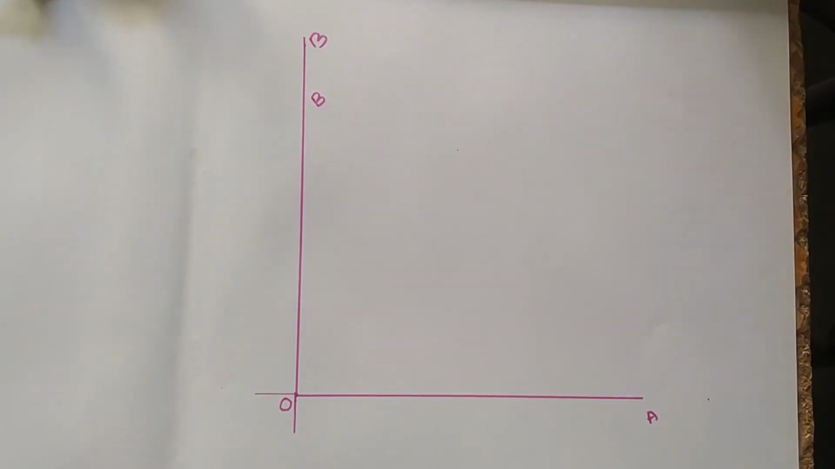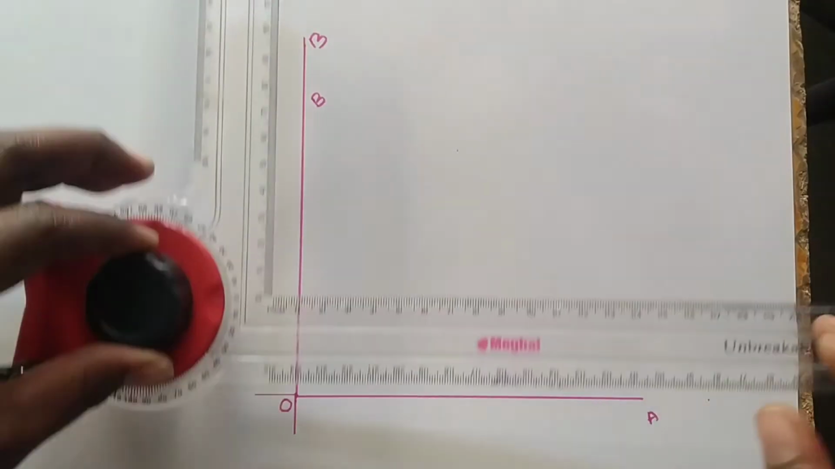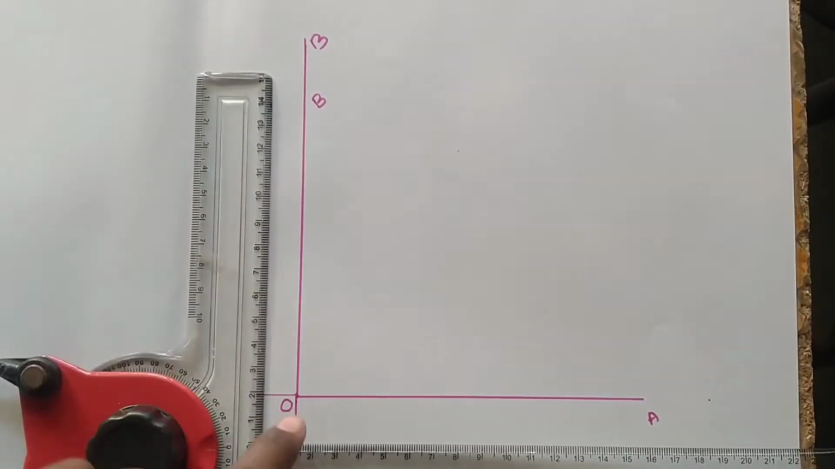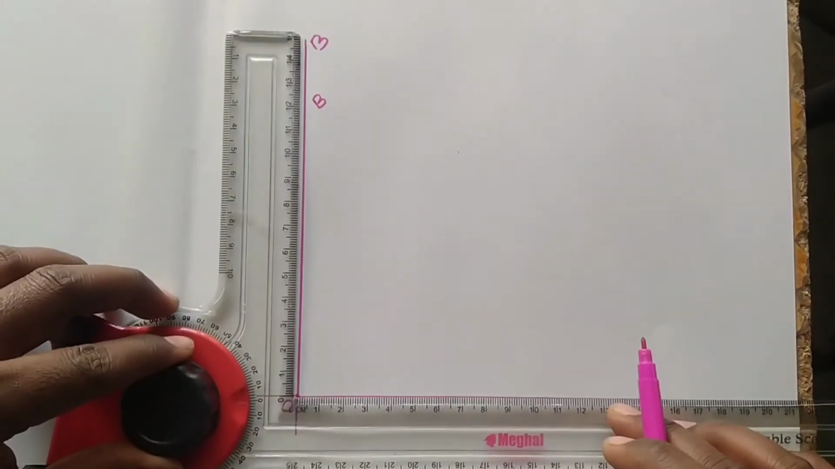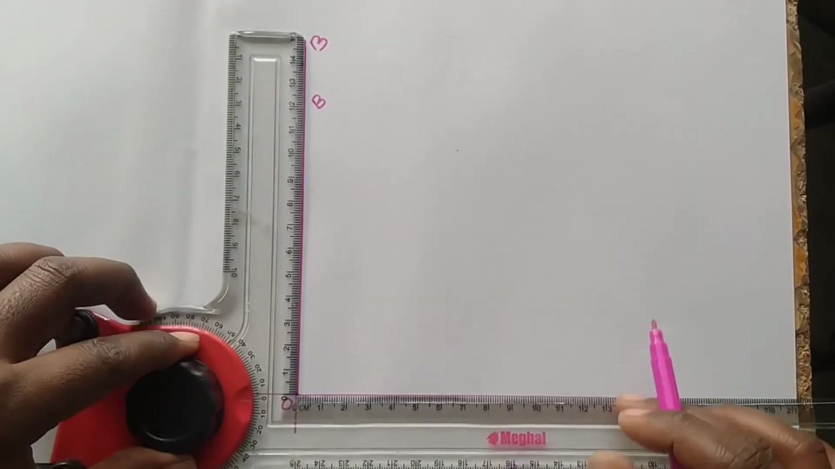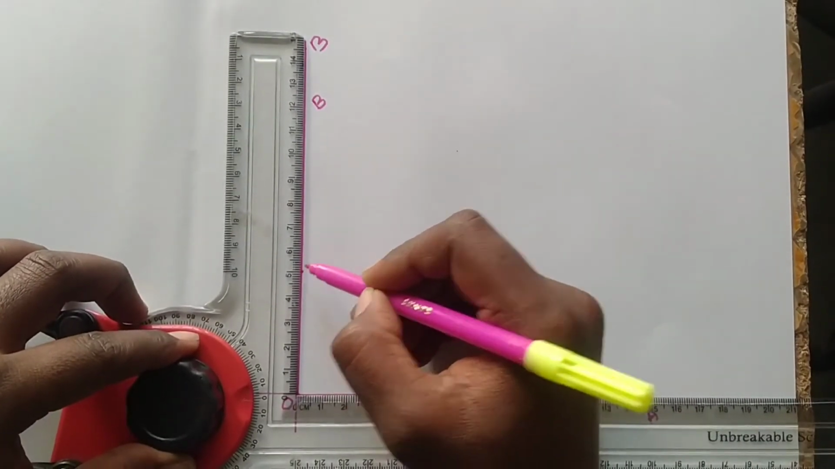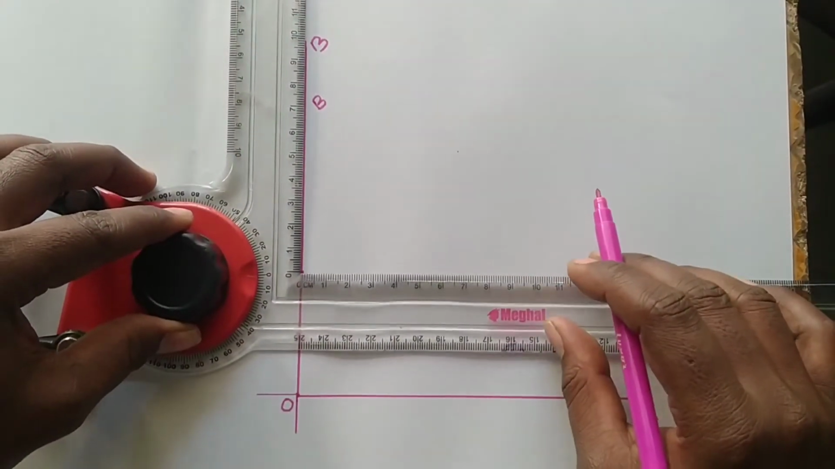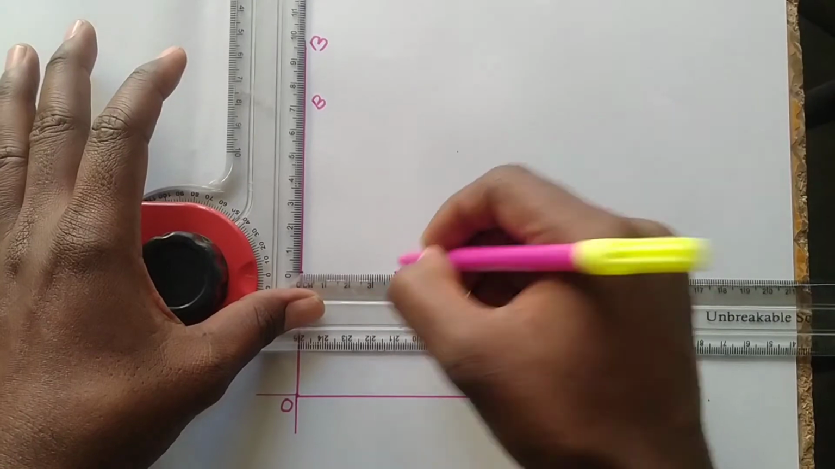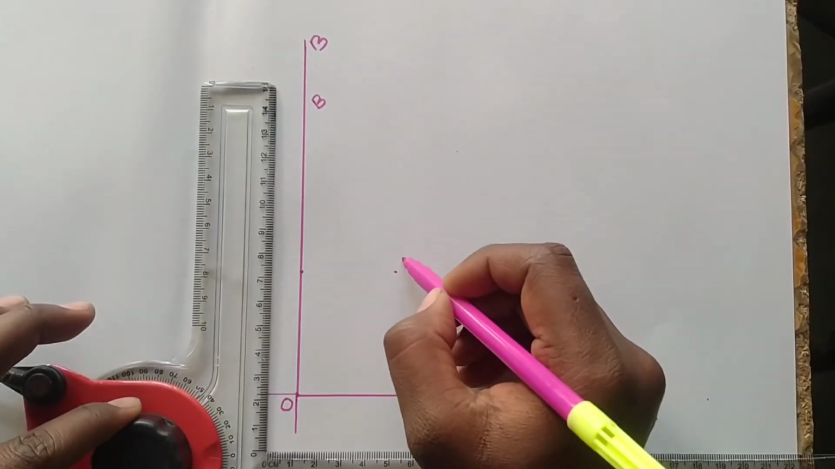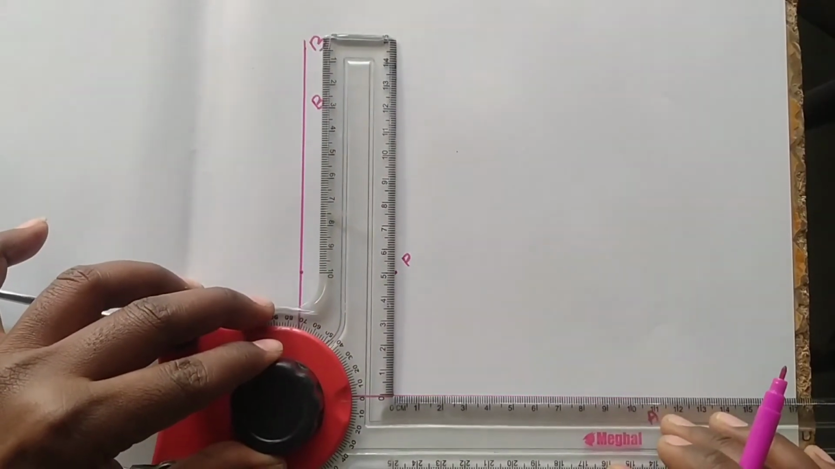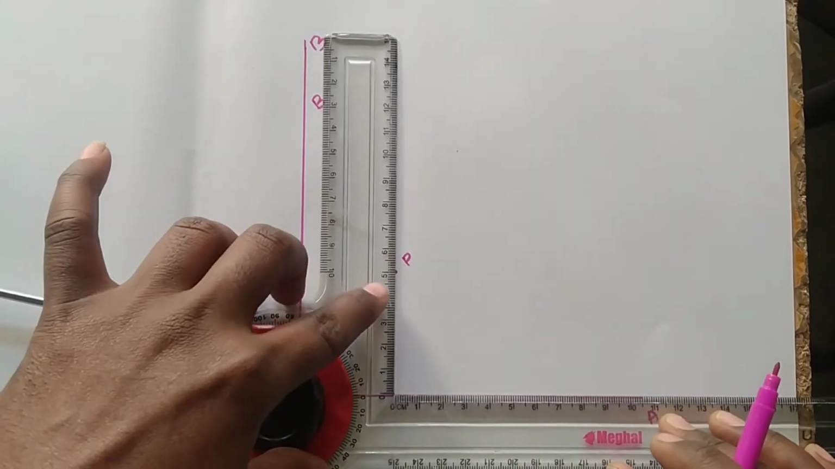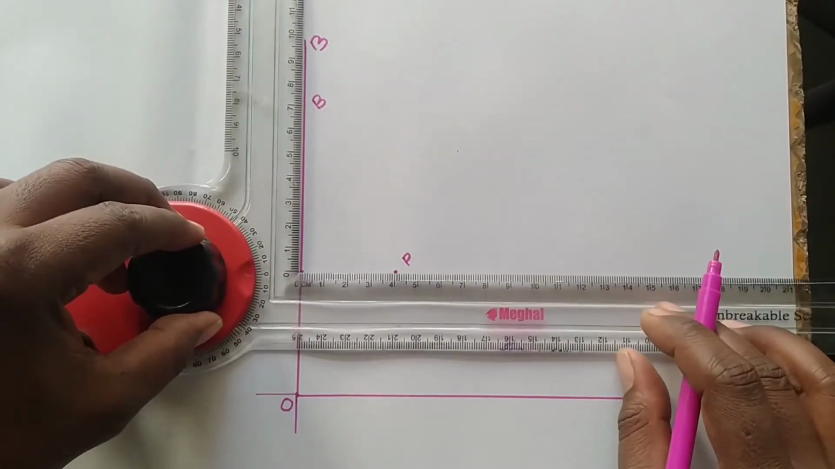A point P lies 50 mm from OA and 40 mm from OB. The height is 50 mm and the width is 40 mm. Measure 50 mm height from OA, and from there measure 40 mm. This is the point P, 50 mm above OA and 40 mm from OB.